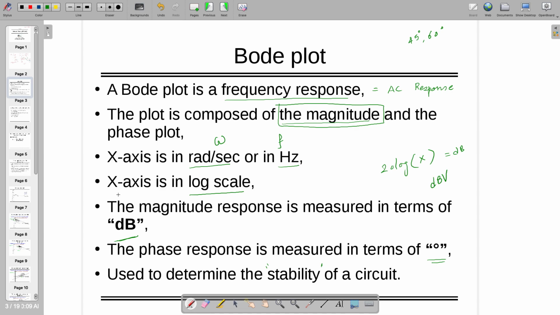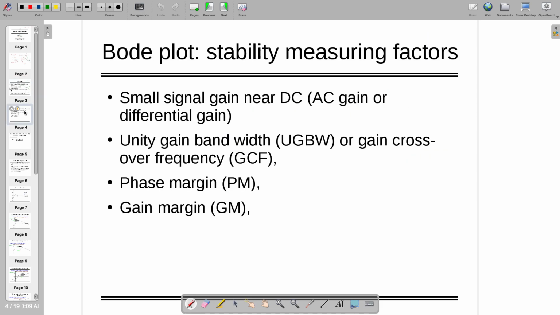I'm redefining it. X-axis has a scale of radian per second or maybe hertz, right? And we are going to use it in log scale. X-axis will be in log scale. So the paper which you have right now, it's in log scale, right? How to read it, I'm going to teach you that also. So these are the things for Bode plot.